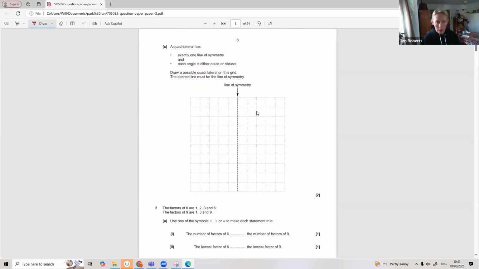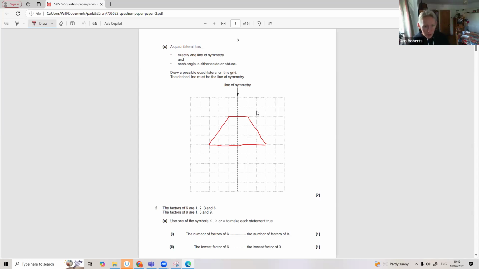Quadrilateral, exactly one line of symmetry. So I'm going to draw a symmetrical trapezium. A quadrilateral has 4 sides. Your shape has to have 4 sides to it. Sorry, this should have been done with a ruler, but I don't have a ruler function here. Let me just do that a bit better. Just make sure it's symmetrical. So 3 squares on the other side. Each angle is either acute or obtuse. So at the top here, we've got 2 obtuse angles. At the bottom, we have 2 acute angles. So you could have possibly drawn a kite here. That would have also given you the 2 marks.